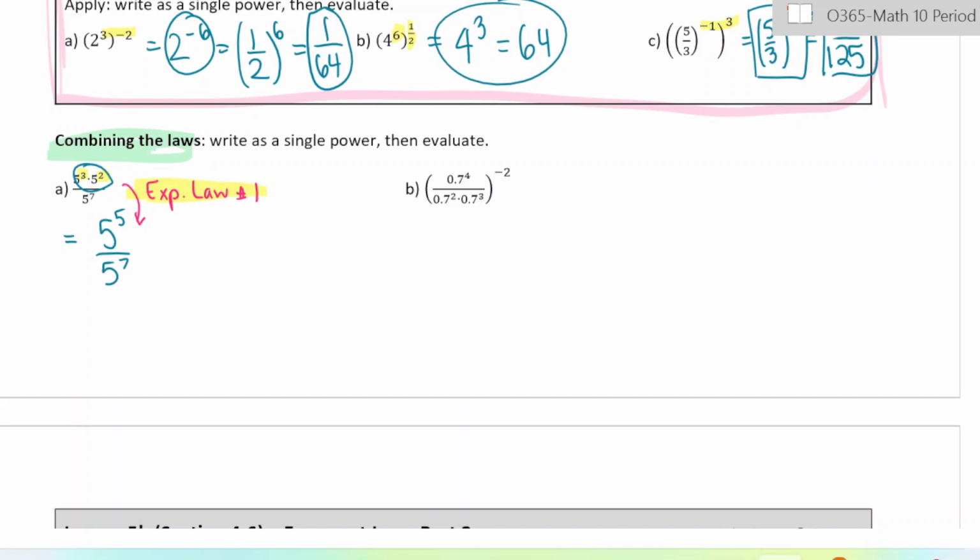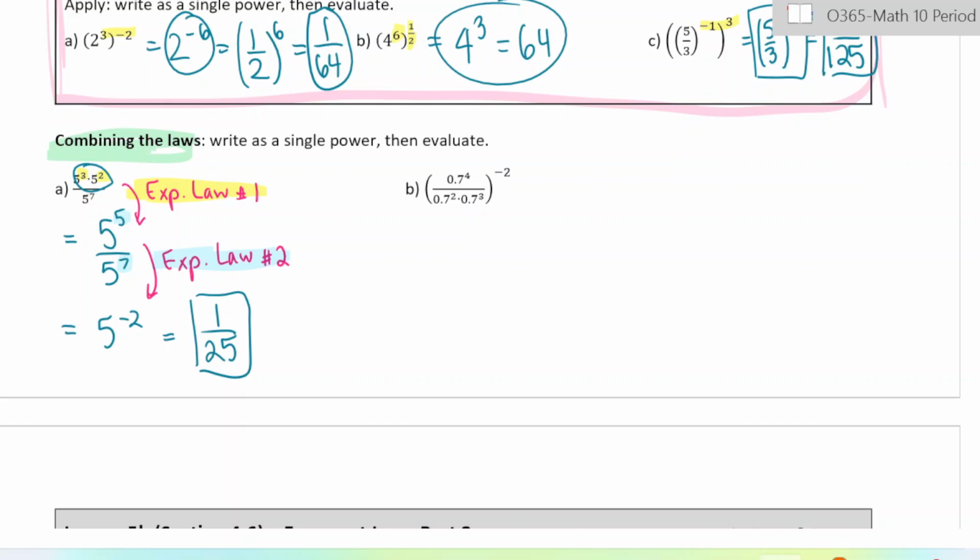Now we're dividing 2 powers of the same base, so we're going to go ahead and subtract. We're going to do exponent law number 2, the one we had in blue. So we're going to subtract these 2. So we get 5 to the power of negative 2. And finally, we're going to evaluate. So that would be 1 over 25.